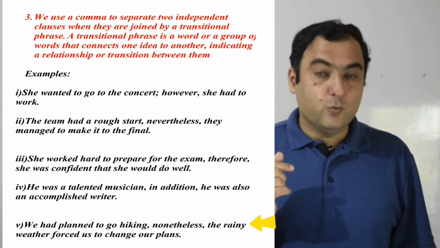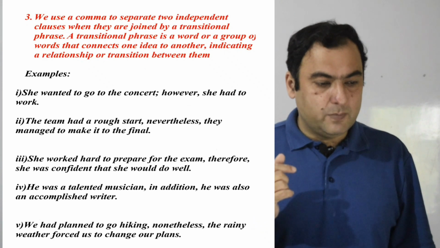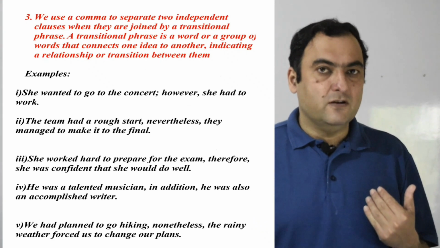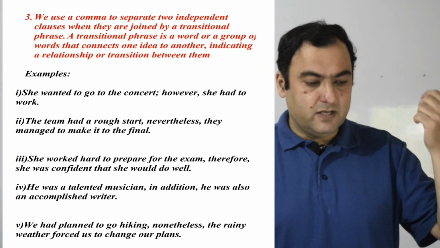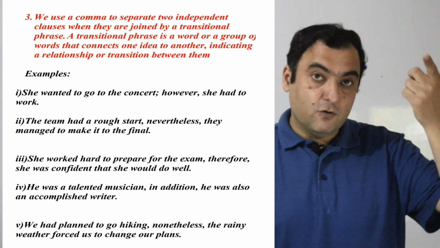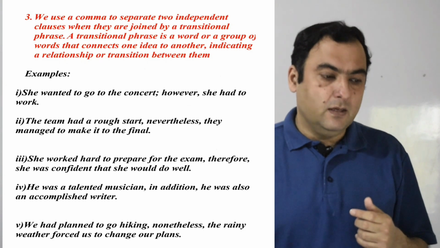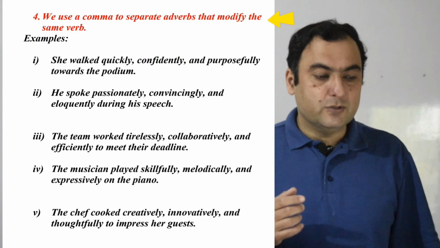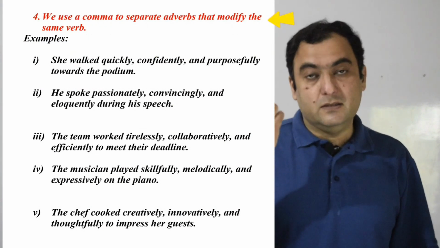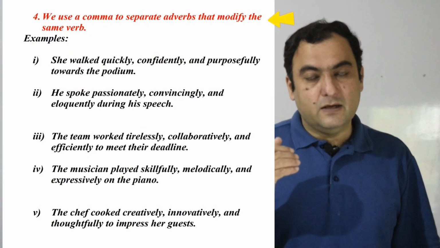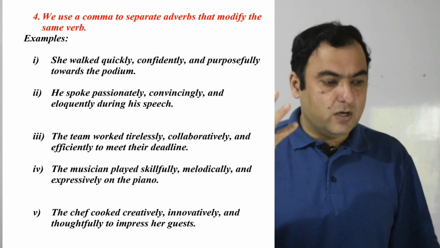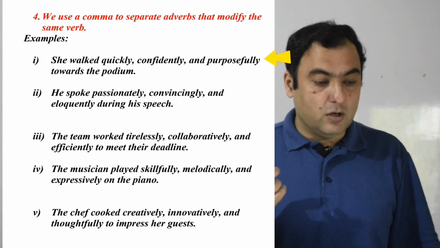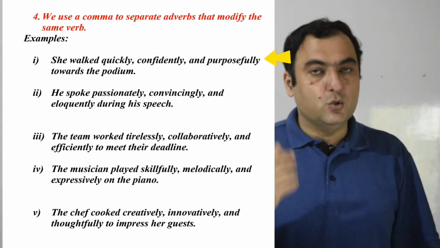So let me recap. We use a comma to separate two independent clauses when they are joined by a transitional phrase, and these transitional phrases are however, nonetheless, therefore, in addition. Moving on, the fourth rule: we use a comma to separate adverbs that modify the same verb, if they are more than one, of course. So the example sentence is, she walked quickly, confidently and purposefully towards the podium.